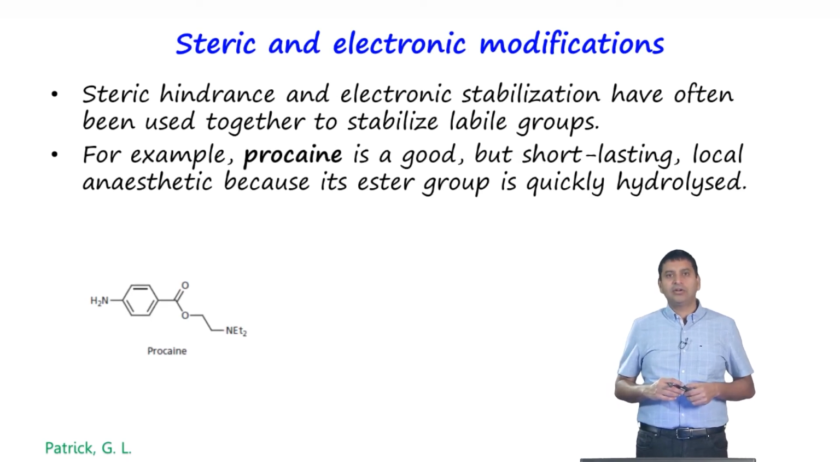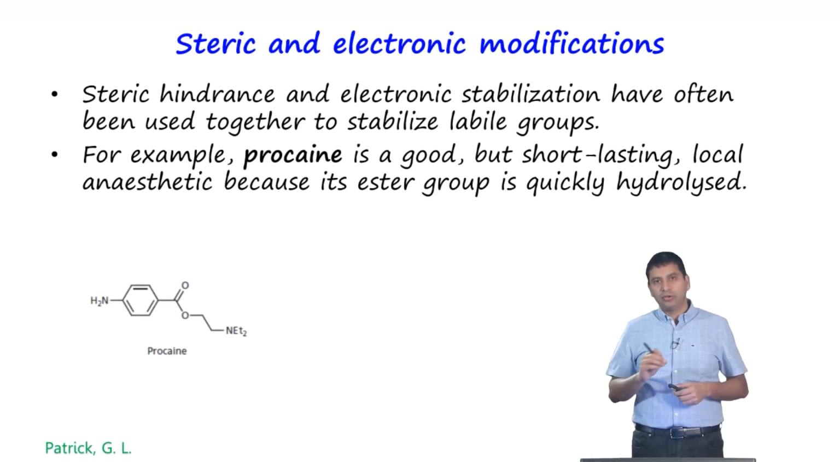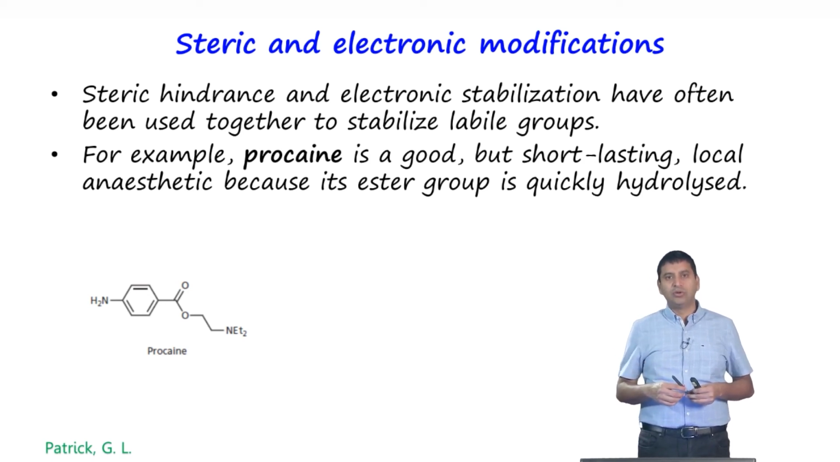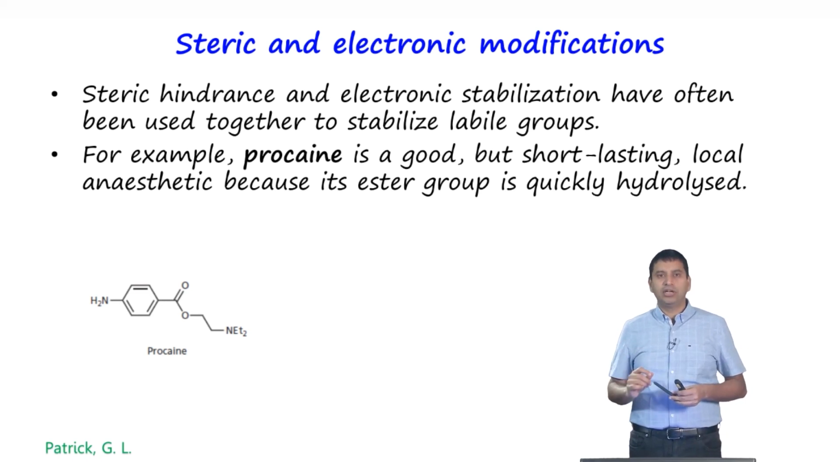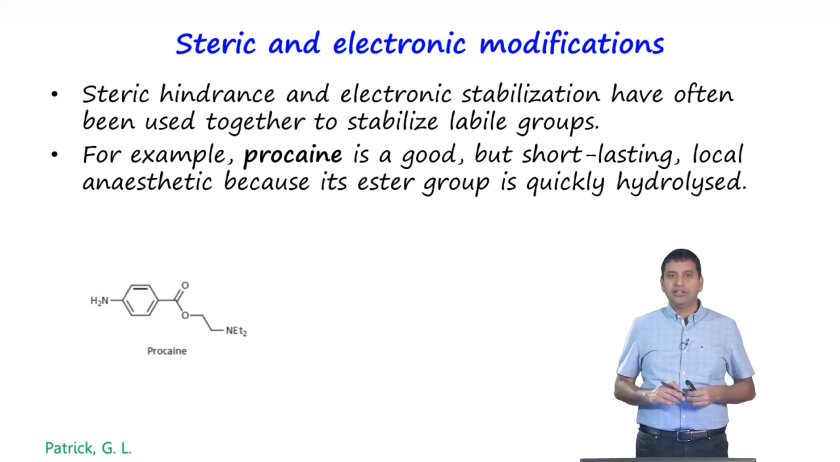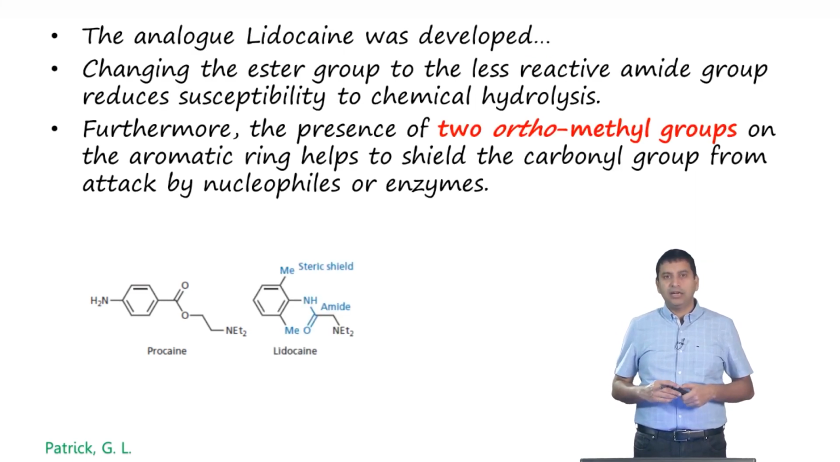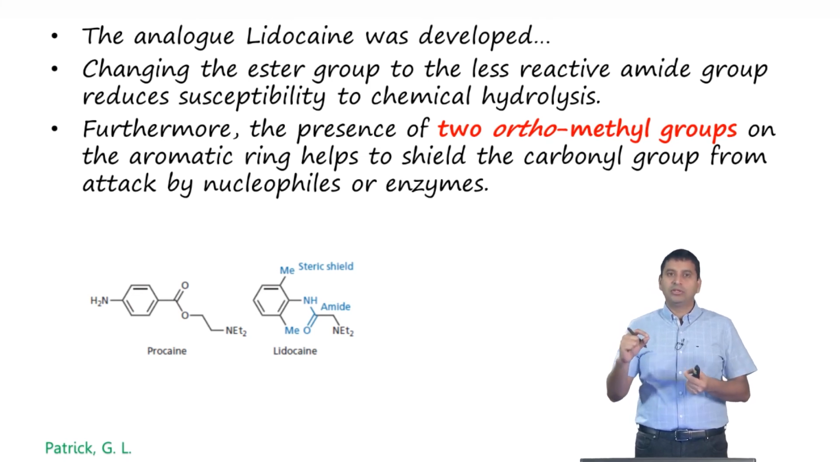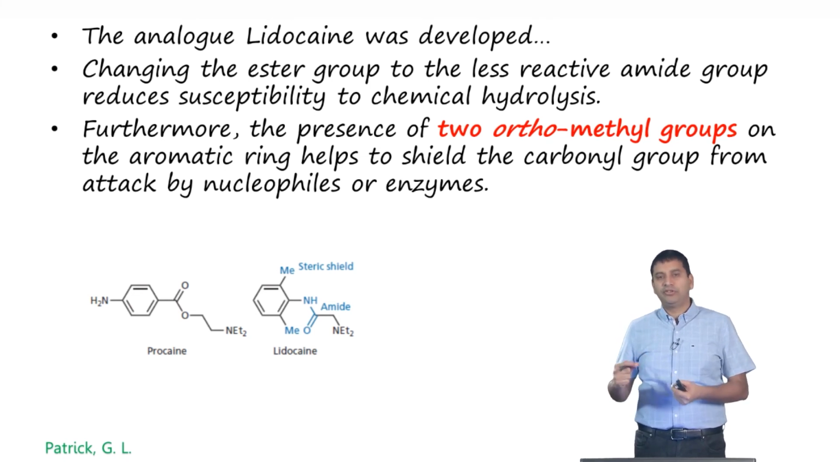Steric hindrance and electronic stabilization have often been used together to stabilize labile groups. So, here is an example of procaine, which is a good, but very short lasting local anesthetic. That is because it has an ester that can be hydrolyzed. The analog lidocaine, which was developed, has far improved properties. What they have done here is to convert the ester to the less reactive amide group, which reduces the susceptibility to chemical hydrolysis. They have also added two ortho-methyl groups on the aromatic ring, which helps to shield the carbonyl group from attack by nucleophiles.